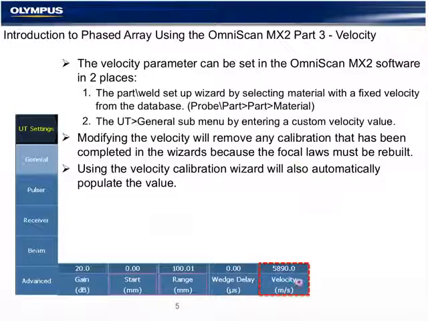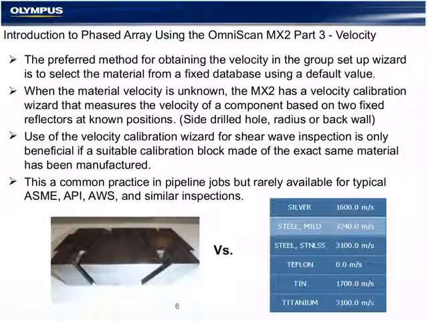The preferred method of obtaining the velocity in a group setup wizard is to select the material from a fixed database using the default value. In other words, the overall most accurate way of obtaining your angle is normally achieved by selecting the velocity directly from the database. In the pipeline inspections and in applications where it's extremely critical, we know the precise velocity of the material, we build a block like this. It's a standard from an API pipeline inspection. This allows us to measure the velocity at 0, 45, 60, and 90 degrees in each axis of the component.